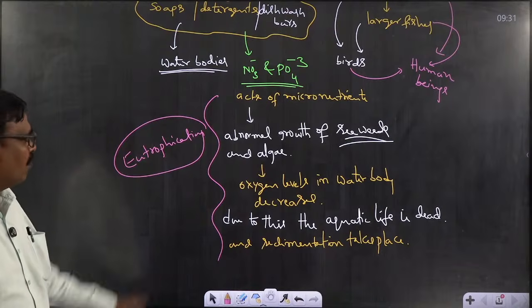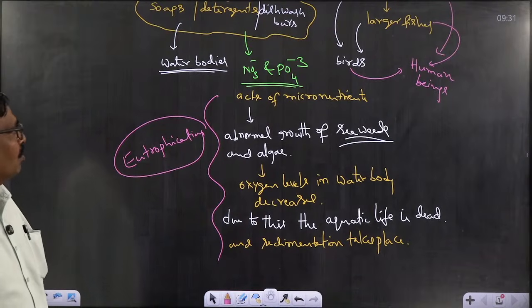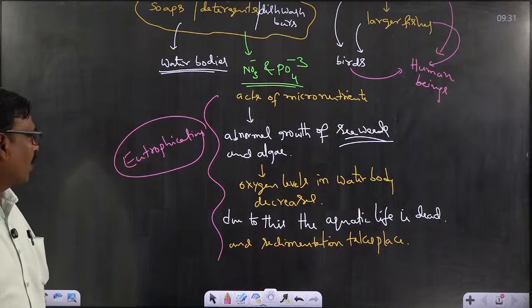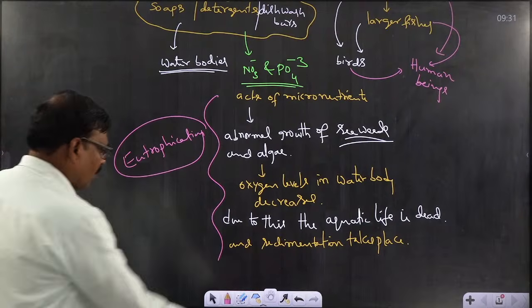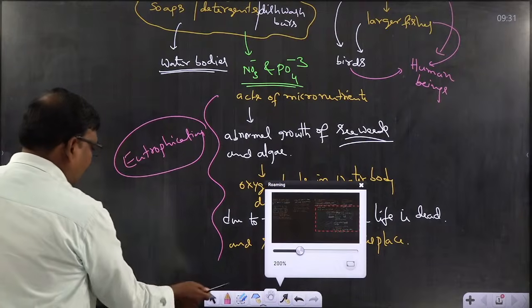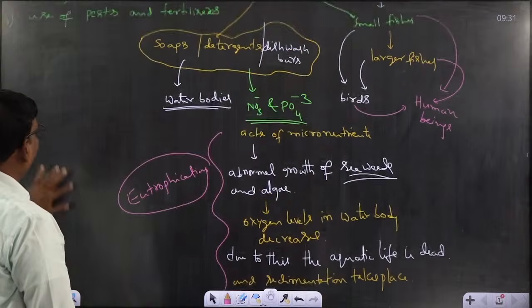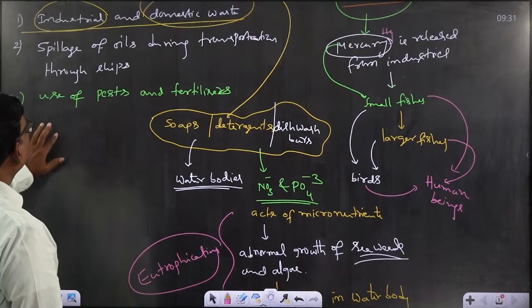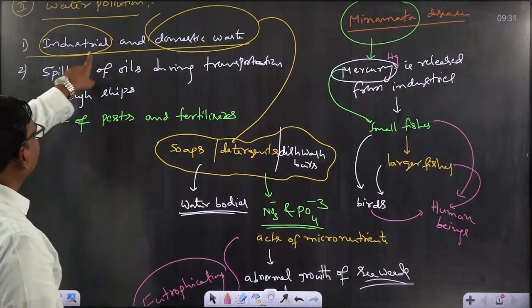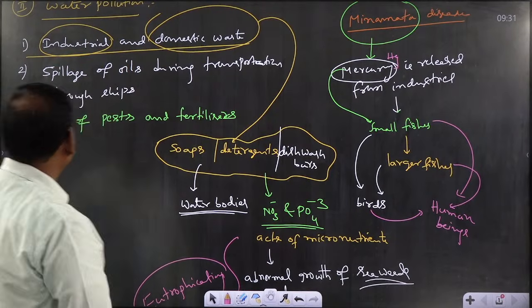So, one more important point, definitely you must note that point: eutrophication. These are the main adverse effects which take place due to industrial and domestic waste.